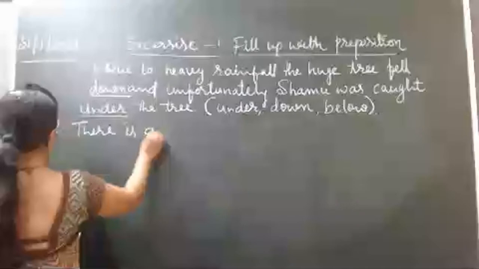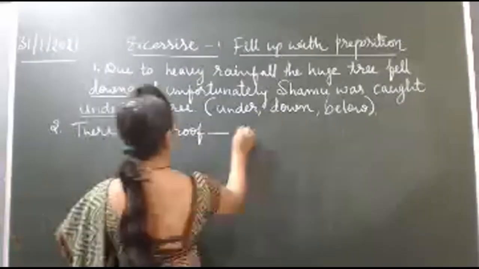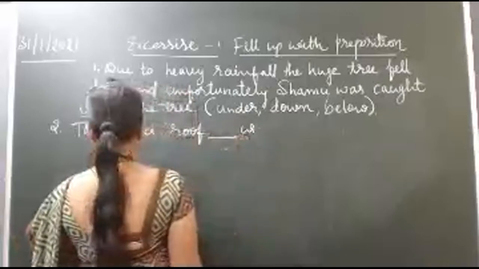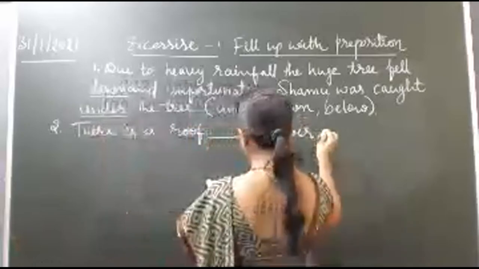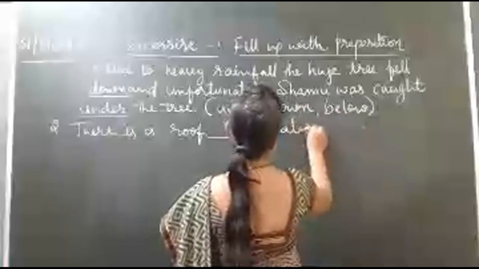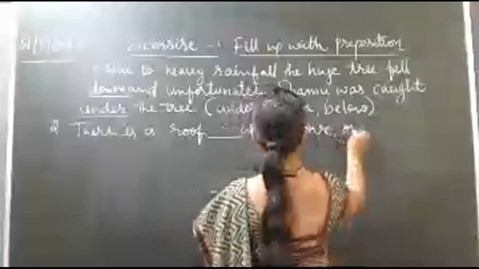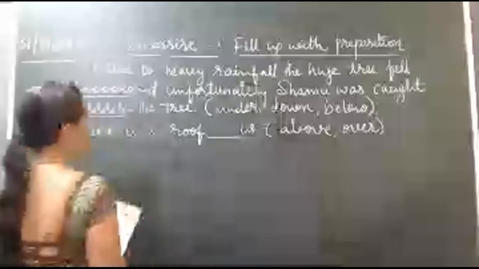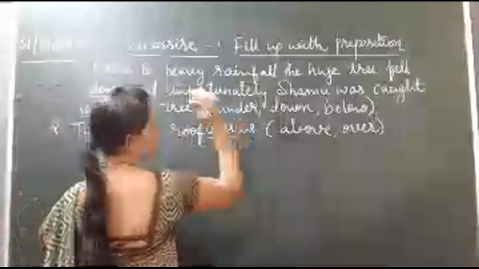Second one: there is a roof, dash, us. Over, above. Over. So the answer: there is a roof over us.